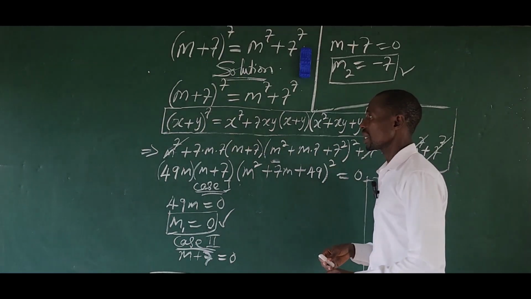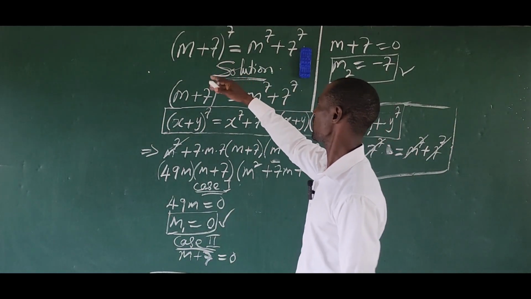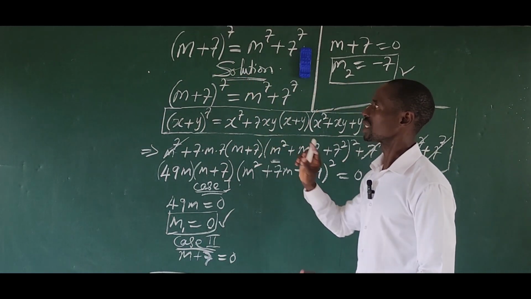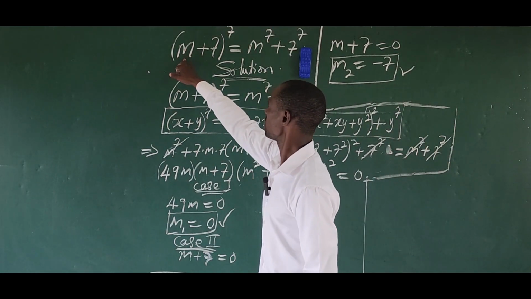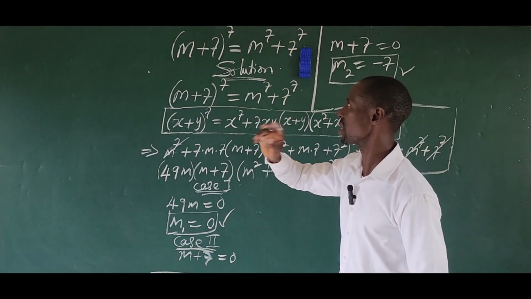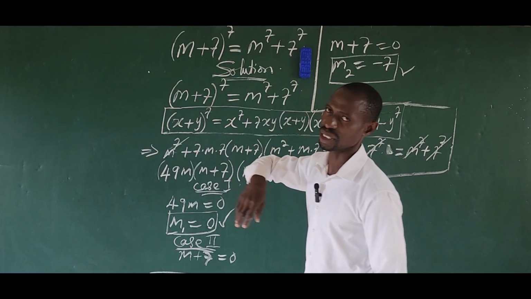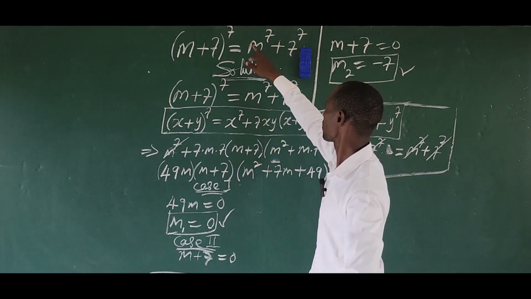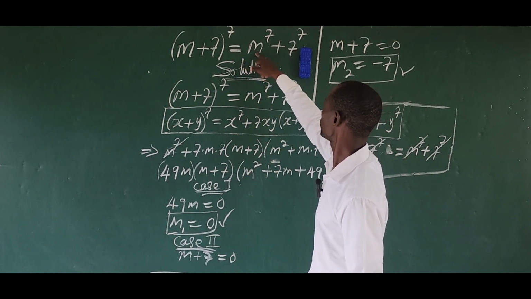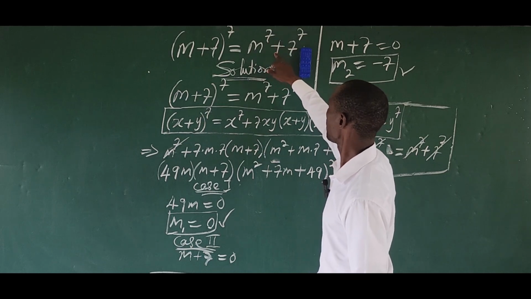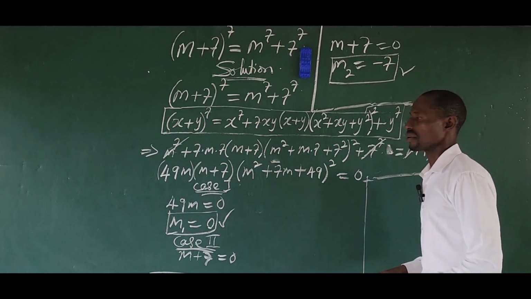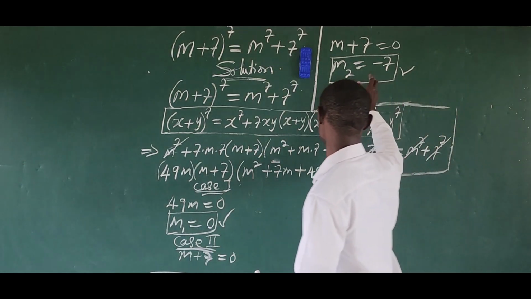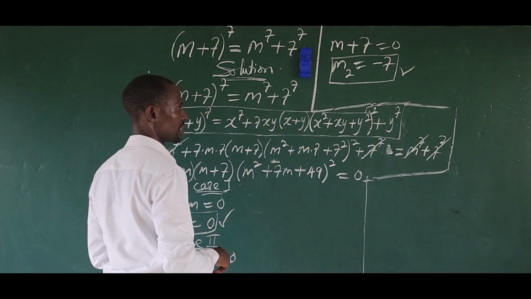So if we also check if this will satisfy this equation, you discover that it will satisfy the original equation, because if we put in minus 7 here, minus 7 plus 7 will give us 0. The 0 to the power of 7 will give us 0. Then we have here minus 7 to the power of 7, then plus 7 to the power of 7, that will give us 0. Okay, so it shows that this also satisfies the original equation.